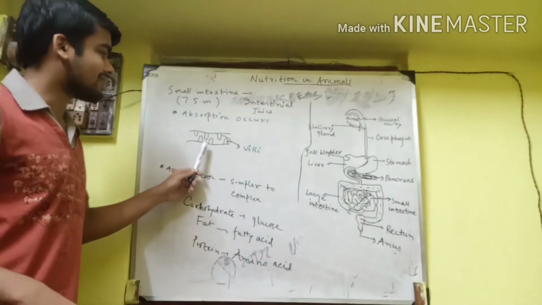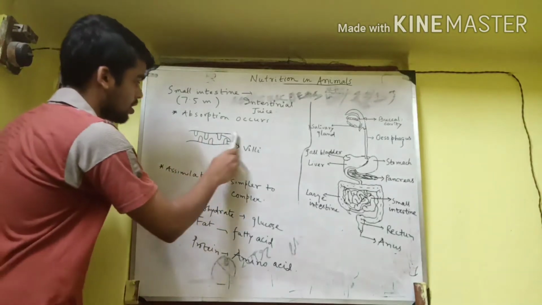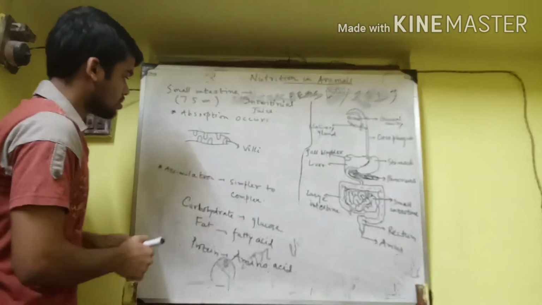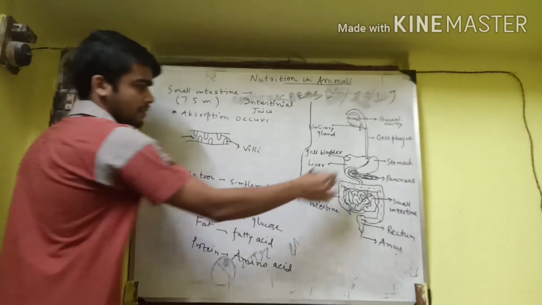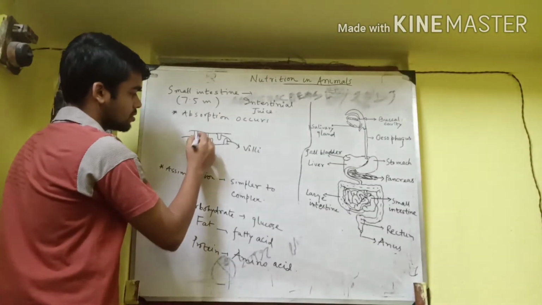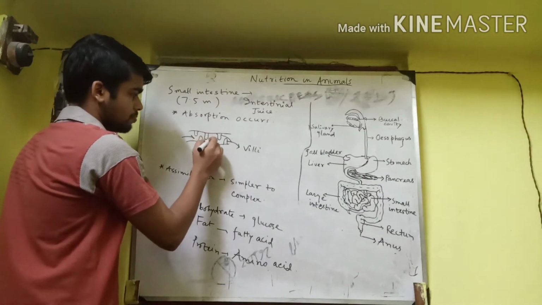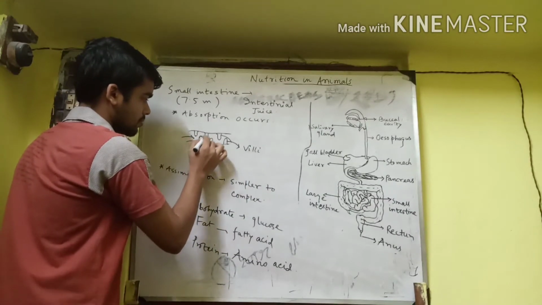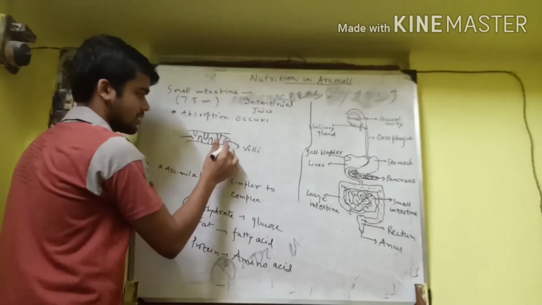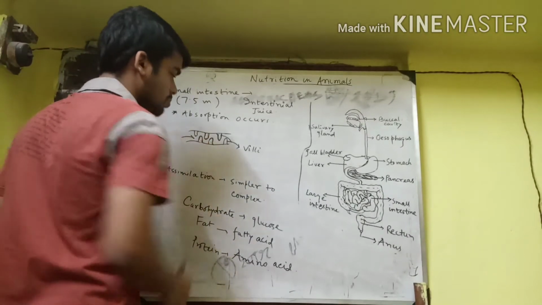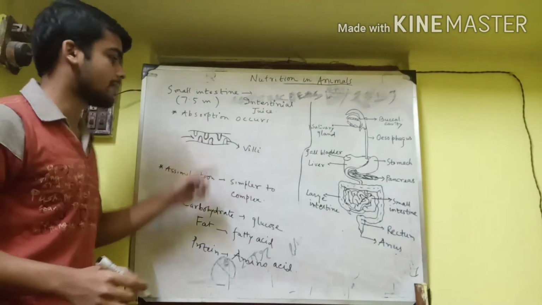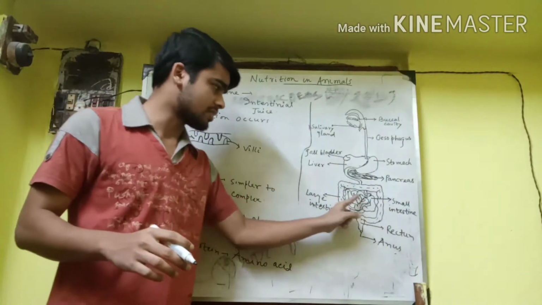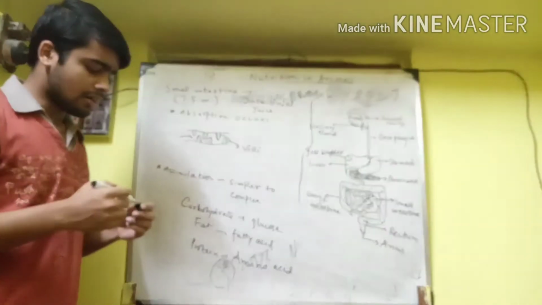Here you can see this is the small intestine, and this is the internal part of the small intestine. So when the food gets here from the stomach, it then passes through these tiny projections. This is called the villi, or singular villus. So what will this do? These basically increase the surface area of the food that is passing through the small intestine.